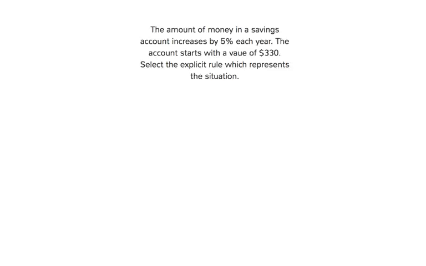The amount of money in a savings account increases by 5% each year. The account starts with a value of $330. Select the explicit rule which represents this situation. Okay, so a couple important things here.